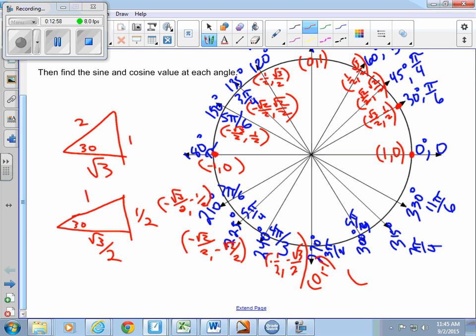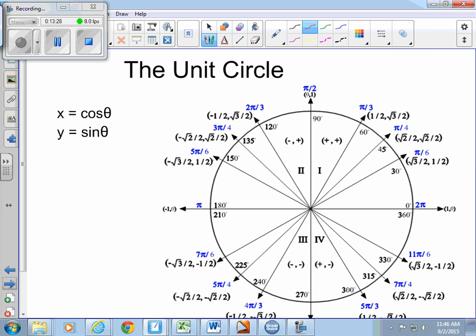And so this one is 1 half, negative radical 3 over 2. Radical 2 over 2. Negative radical 2 over 2. And radical 3 over 2. Looks like here. Up here. Any questions about that? This is the unit circle. That's what we're learning today.